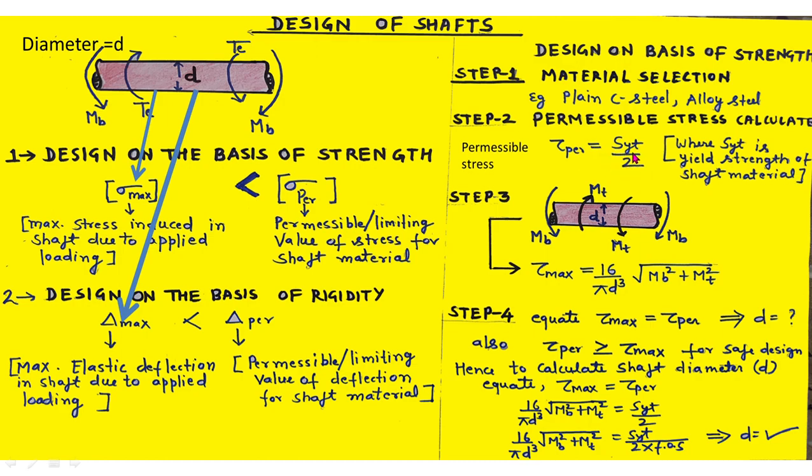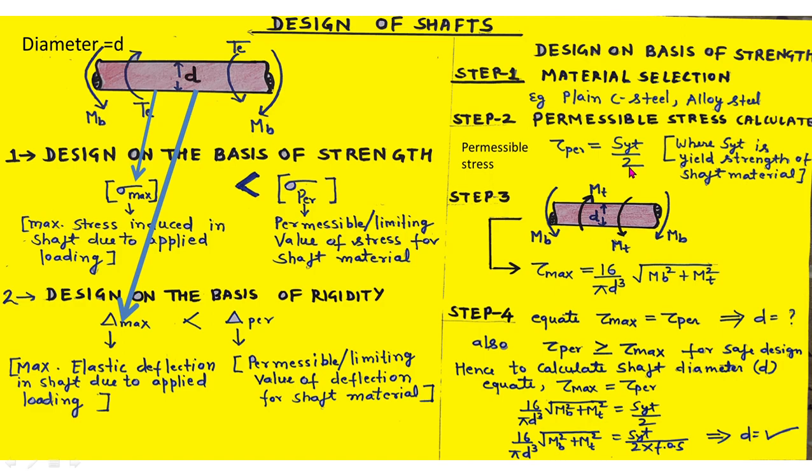We know the value of yield strength in tension, which can be obtained from the design data book according to the material of the shaft, and when we divide this yield strength of the material of the shaft by 2, then we will get the permissible shear stress for the shaft material. Okay.